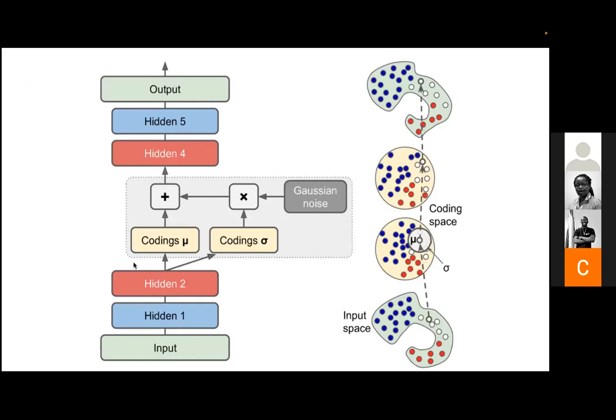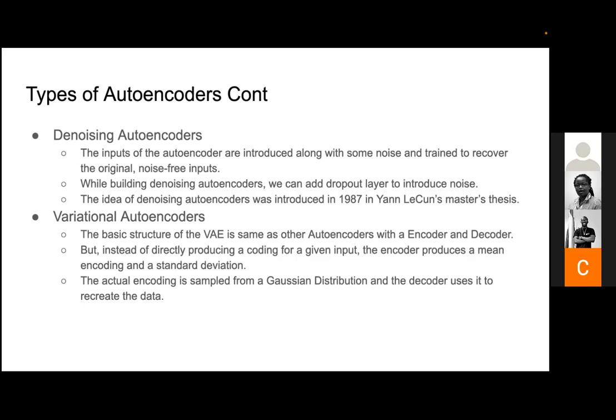This is an example of a variational autoencoder. So this is the input sequence. Let's suppose hidden one and hidden two, there are some other layers, and let's call it an encoder. The encoder does not produce one vector saying, okay, this is the encoding, use that. No, it gives two encodings. One is the standard deviation of the encodings, and the other is the mean of the encodings. The actual encoding is sampled from a Gaussian distribution, and the decoder uses it to recreate the image.